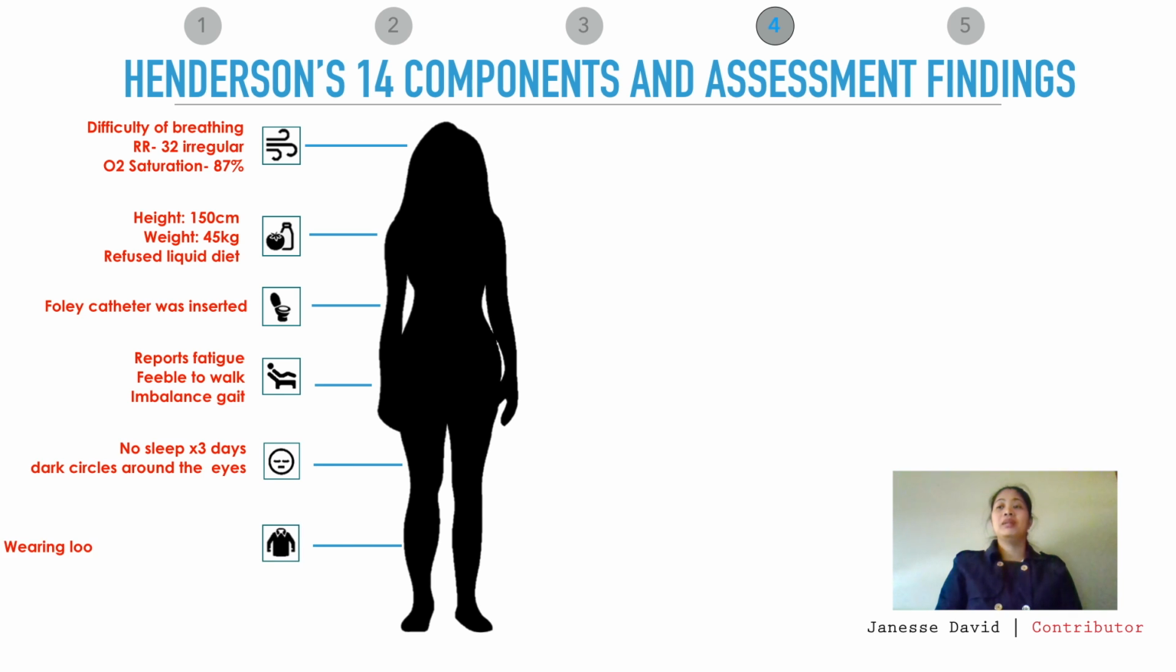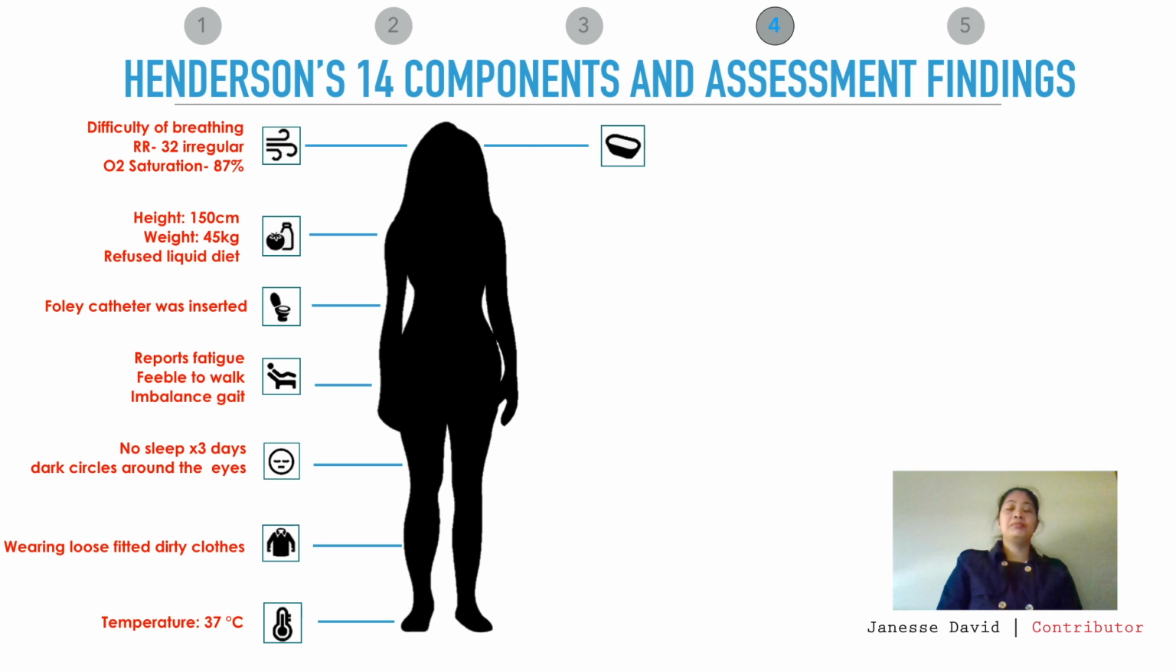Number 6 compartment: select suitable clothes, dress and undress. Assessment findings: patient appears to be wearing loose-fitted dirty clothes. Number 7 compartment: maintain body temperature. Assessment findings: no signs of hypothermia or hyperthermia with a temperature of 37 degrees centigrade. Number 8 compartment: keep the body clean and well groomed. Assessment findings: hair is messy and untidy appearance.